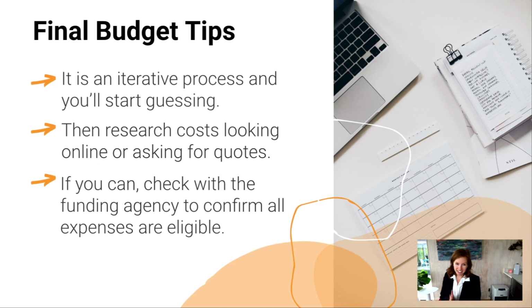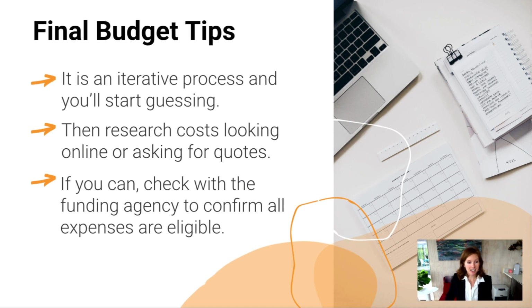A couple other budget tips. It's a very iterative process. Nobody sits down and cranks out a budget the first time perfectly. So you're going to often just estimate costs, like literally just putting in numbers that kind of make sense based on your guessing. And then you roll back in and you start researching those costs by looking up the expenses online or asking for quotes, right?